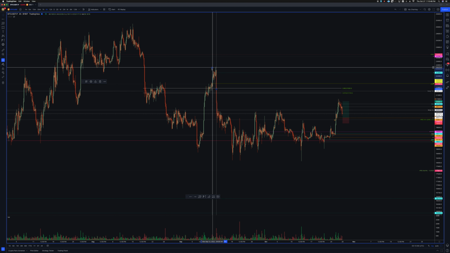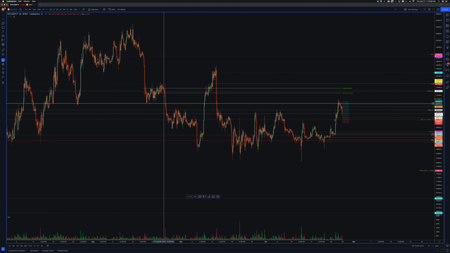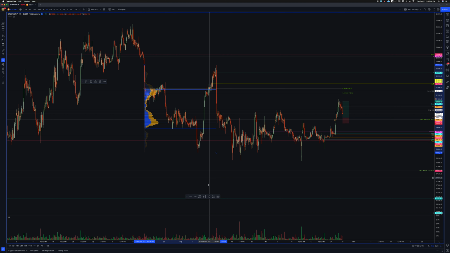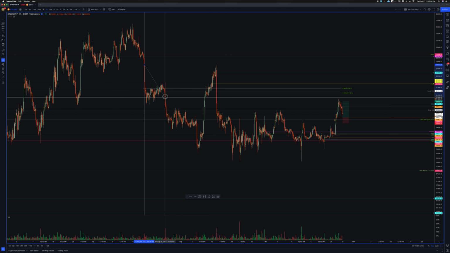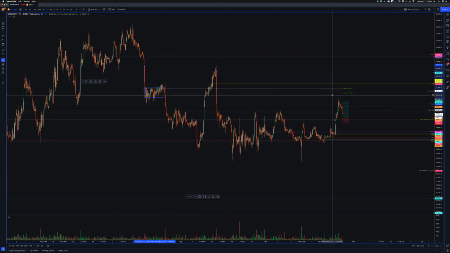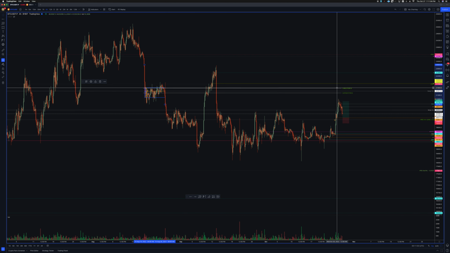Forgive me for a second. Oh, you know what? This is probably why I had it. Nope, I need this over here now. All the way to here. Let's see. Yes. Yes. Okay. So this area aligns with this value area high.